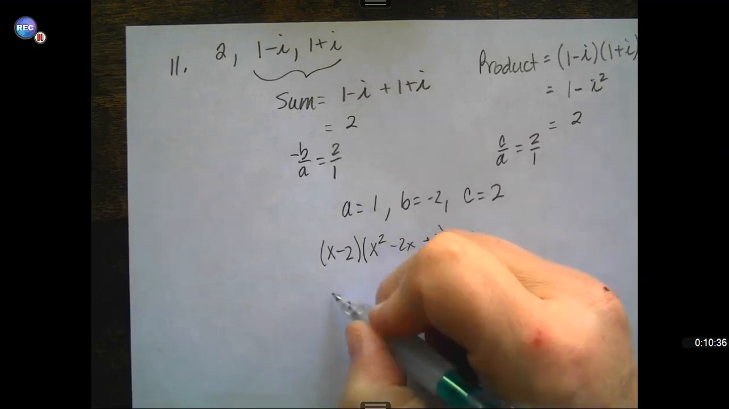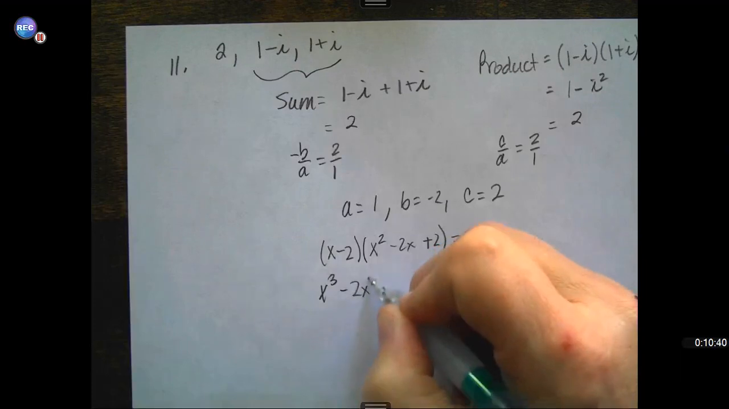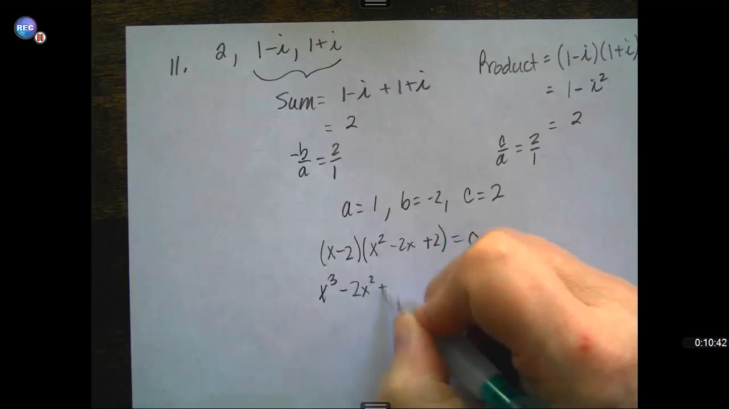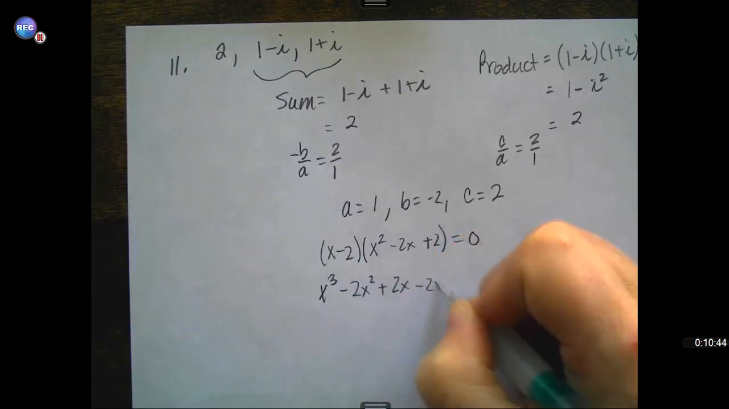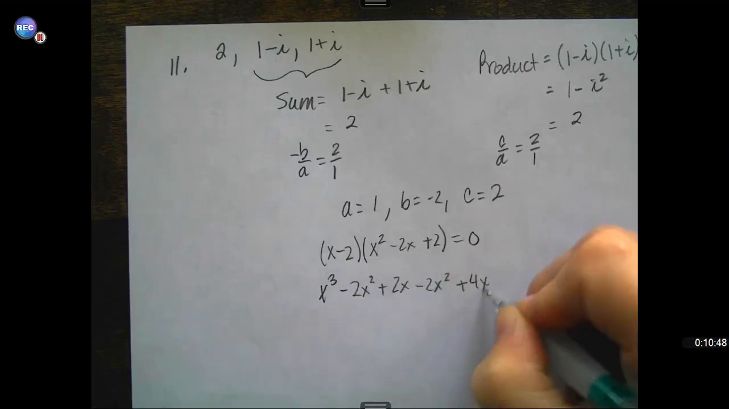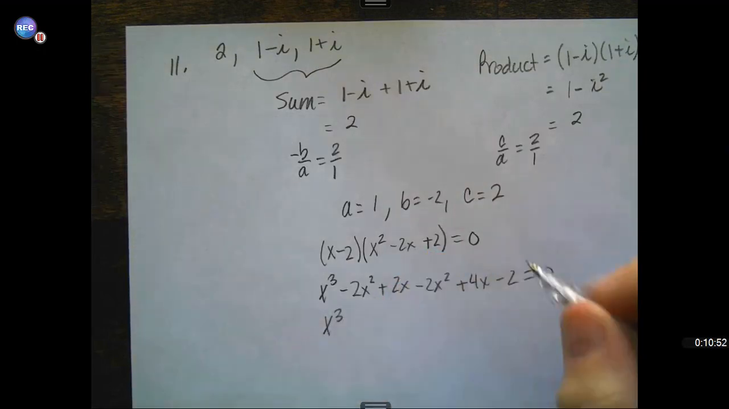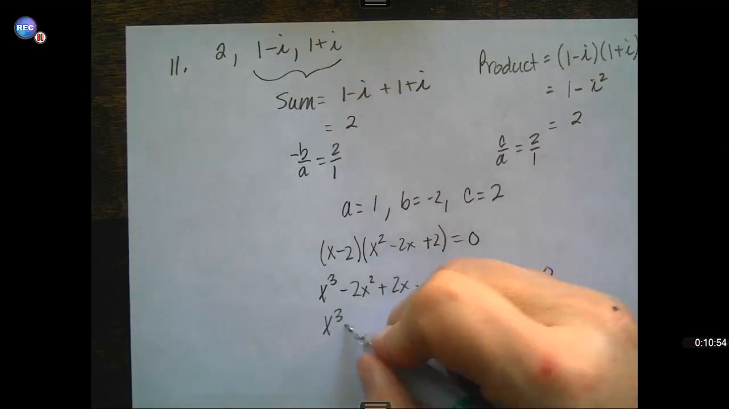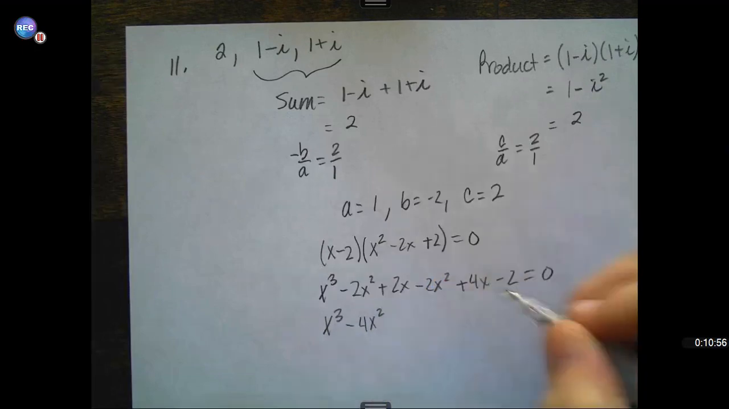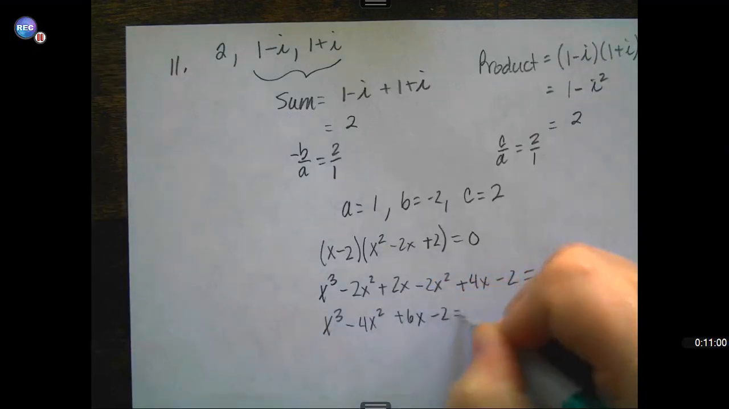And we get x cubed minus 2x squared plus 2x minus 2x squared plus 4x minus 2, or x cubed minus 4x squared plus 6x minus 2, equals 0.